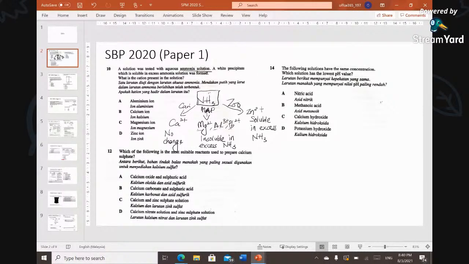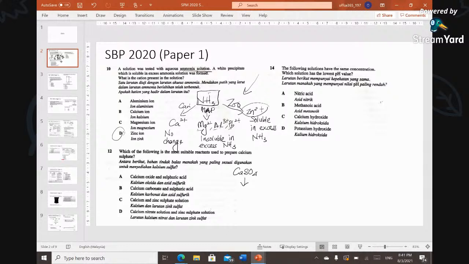When you compare all this, they ask for a white precipitate which is soluble in excess, so zinc ion. To answer this question, you need to know this. Must memorize, must know. The next question is question 12. Which of the following is the most suitable reactant used to prepare calcium sulfate? Immediately when you want to prepare a salt, you have to know whether it is a soluble salt or an insoluble salt.